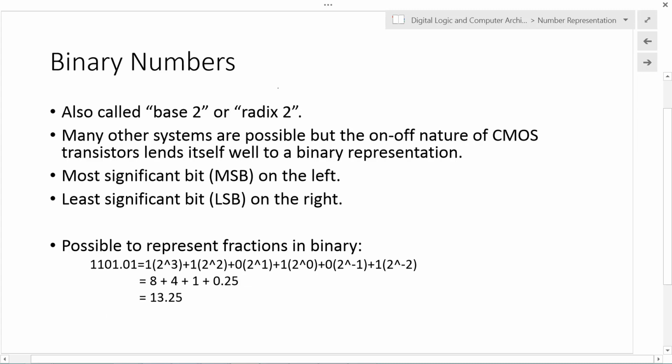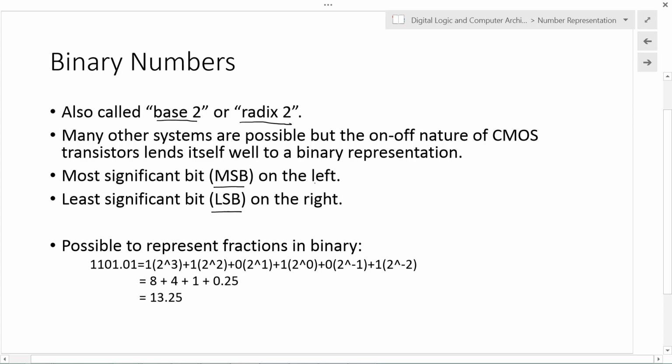So binary numbers are also called base 2 numbers, or alternatively we can call them radix 2 numbers. Many other systems are possible, but the on-off nature of CMOS transistors and transistor logic tends to lend itself well to a binary representation. The most significant bit, or MSB, is on the left side of the binary number, and the least significant bit, or LSB, is on the right. So MSB left, LSB right.